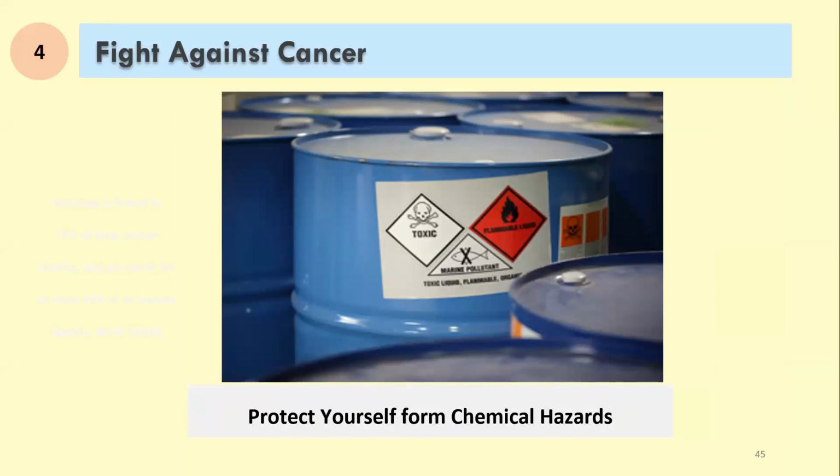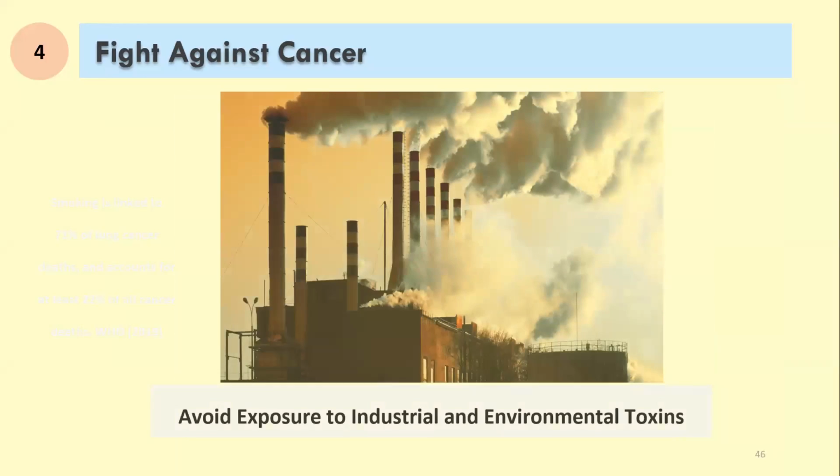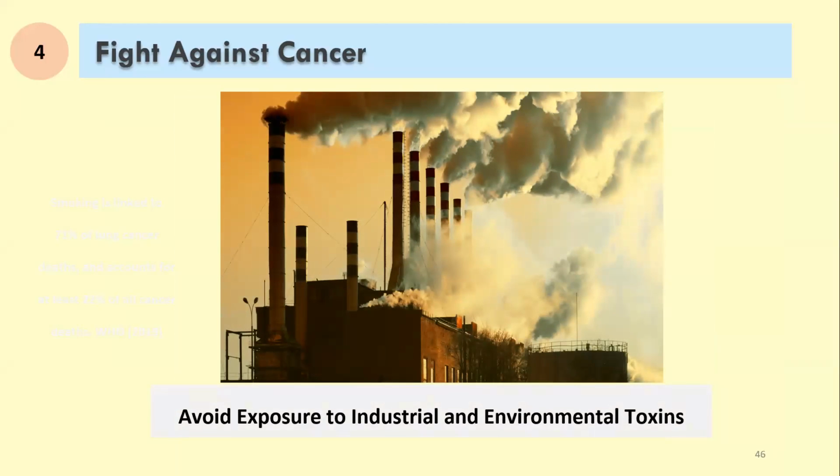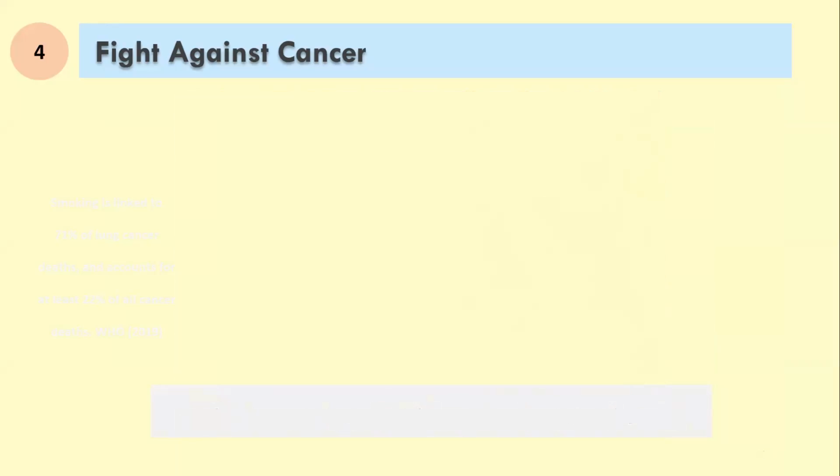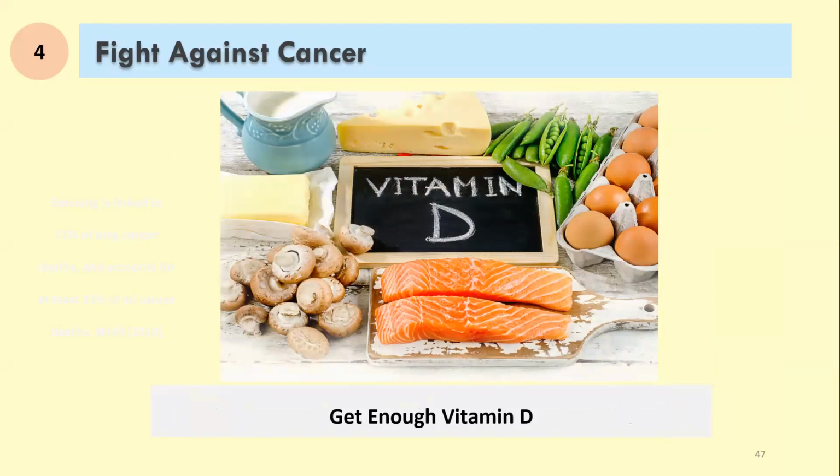Many of the students are from बहादुरगढ़. बहादुरगढ़ में बहुत सारी फैक्ट्रीज है, बाहर से भी from those factories there are lots of toxics and other chemicals are actually emitting. You should protect yourself from those chemical hazards and avoid exposure to industrial area because of environmental toxin. And you should take vitamin D.